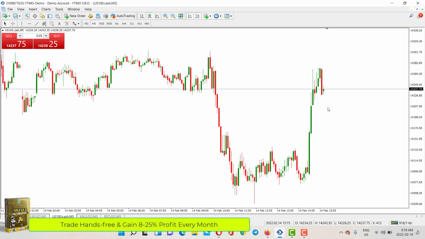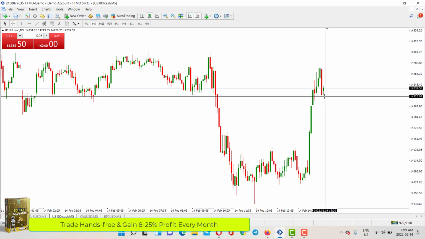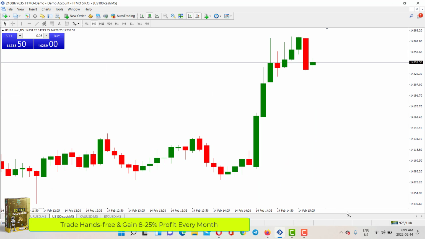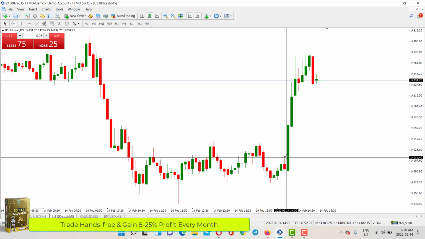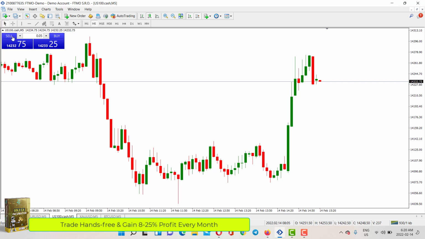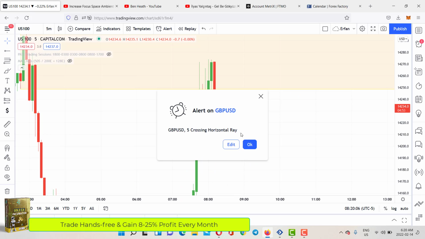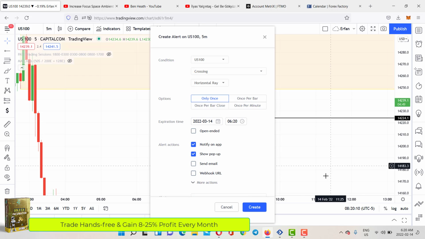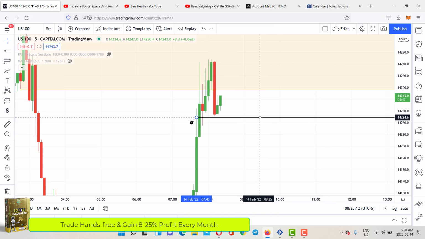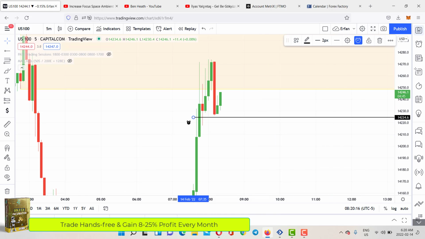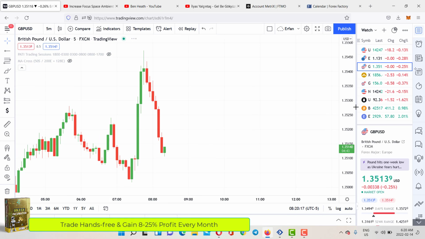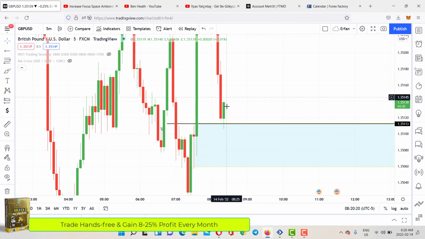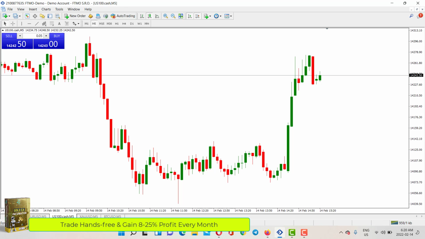Okay, so I'm going to wait for this level to get tapped into, and then I can literally take it from here all the way to here. Okay, something else is already tapped into. GBPUSD. I'm going to do this to get notified, and then again go to GBPUSD. Oh, GBPUSD is already tapped into. See this, guys? It's very, very important. So well, let's go to GBPUSD.